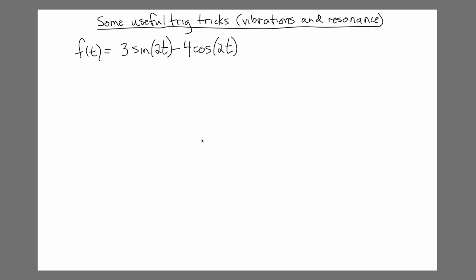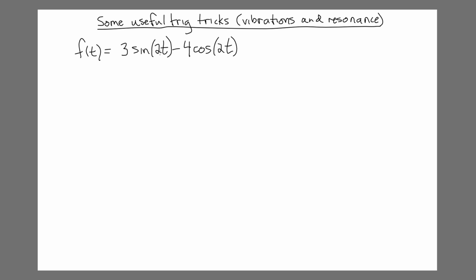In this video, I'm going to go through another example of converting the sum of two trig functions into a single cosine with an amplitude and a phase shift. Okay, so what we have here is another function that could be the solution to a differential equation, and it comes up in the context of mechanical vibrations and resonance, for example.